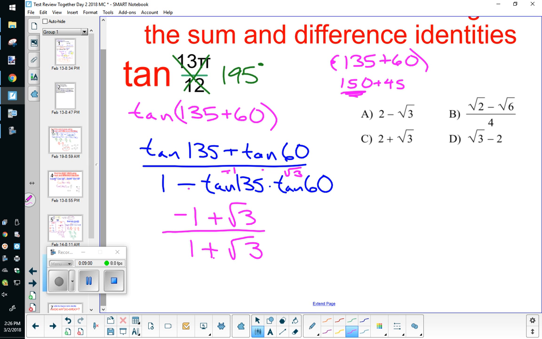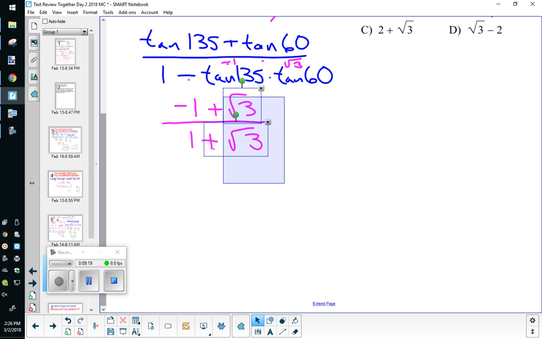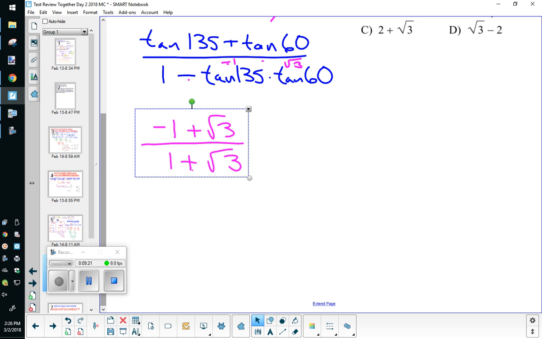1 times radical 3 is radical 3. It's 1 plus 1 times radical 3. So we got to multiply first. 1 times radical 3 is radical 3, and then I've got the 1. You got to multiply before you add. Once we've done that, that's 3 out of the 5 points. You got a 60% just getting to there.